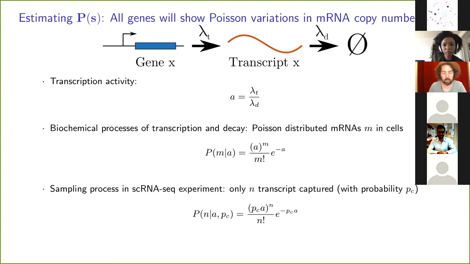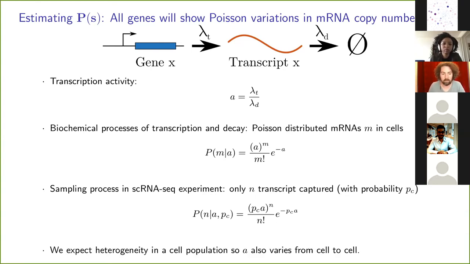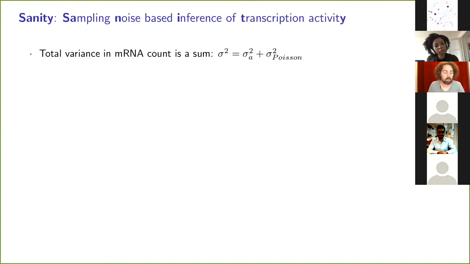On top of that, in the protocol of single cell RNA sequencing, only a small fraction of the total mRNA is captured, adding another layer of sampling. But fortunately, the combination of those two Poisson processes stays Poisson, with the mean being the transcription activity times the capture probability. And then finally, we of course don't expect the transcription and decay to be constant across cells. We expect heterogeneity in the transcription activity. In other words, the total variance that we're going to measure in the mRNA counts is going to be the sum of two terms: the variance due to Poisson noise, which doesn't have interesting biological meaning, and the variance of the transcription activity that we want to keep.